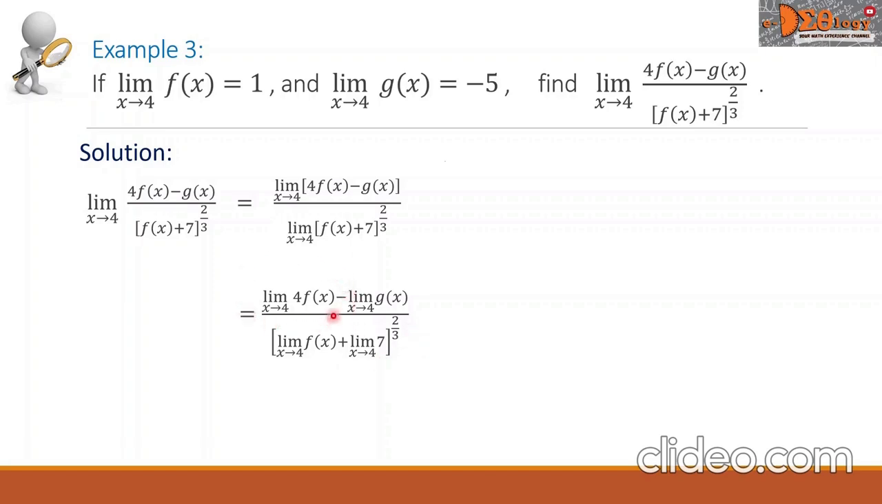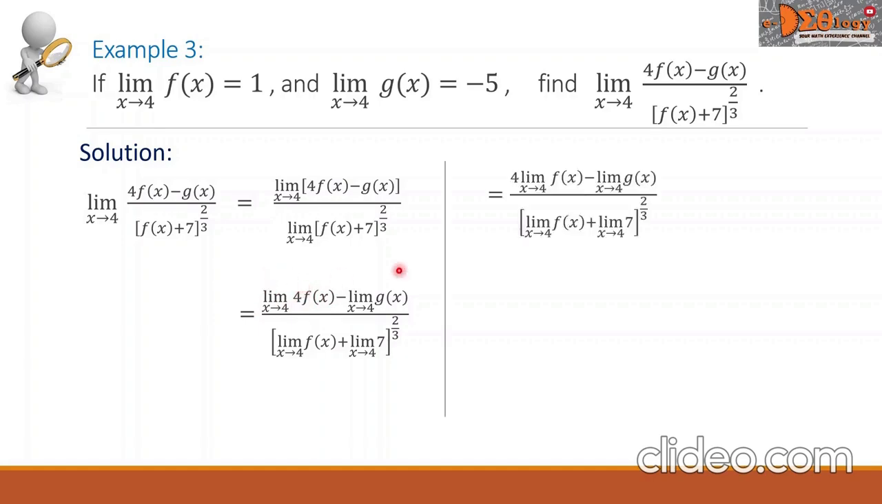In the numerator, we have this limit 4 times f of x. We have a constant multiplied by the function. We can simplify this notation by putting this constant out of the limit symbol. So it becomes 4 times the limit of f of x as x approaches 4. And from here, let us substitute the corresponding values.